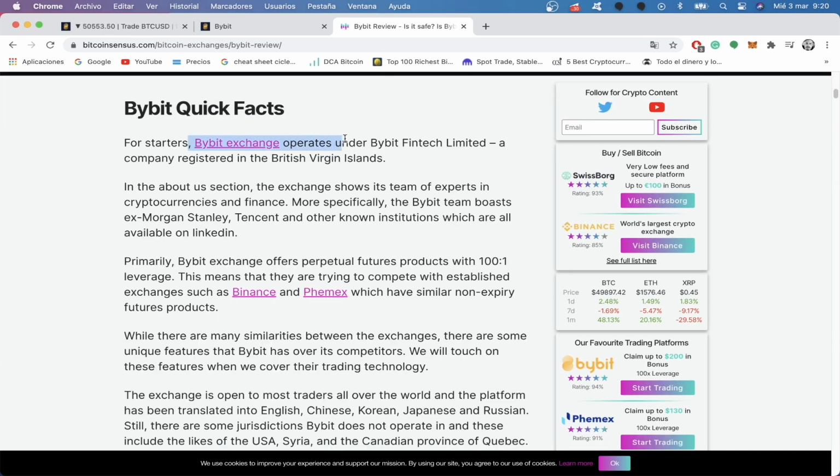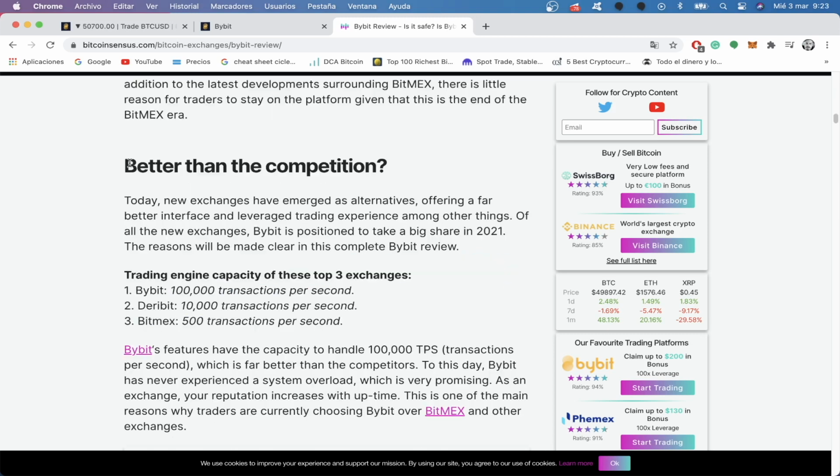Bybit Exchange operates under Bybit Fintech Limited, a company registered in the British Virgin Islands. The exchange shows its team of experts in cryptocurrency and finance. Bybit Exchange offers perpetual futures products with 101x leverage. Better than other competitors, you can see the trading engine capacity of these top 3 exchanges, Bybit being number 1, handling over 100,000 transactions per second. And on BitMEX, you can see they could only handle 500 transactions per second.